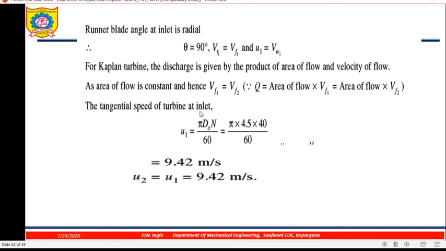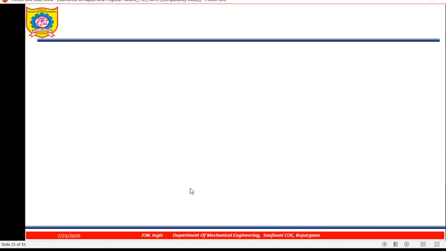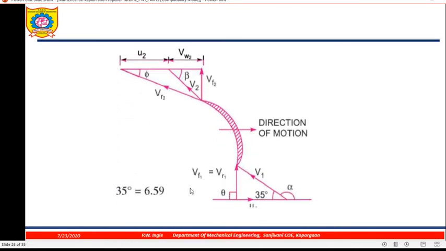Now the tangential speed of turbine at inlet, U1 equal to pi D0 N by 60. So it is 9.42 meter per second. Now U1 equal to U2 equal to 9.42 meter per second. Then VW1 equal to U1. Okay. And VF1 equal to VR1. You neglect this.